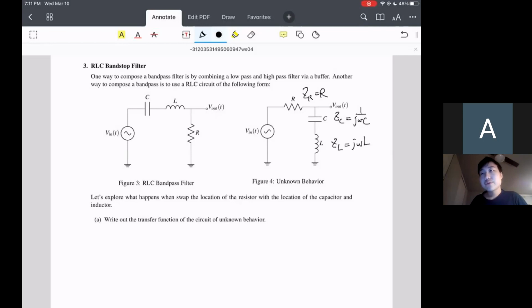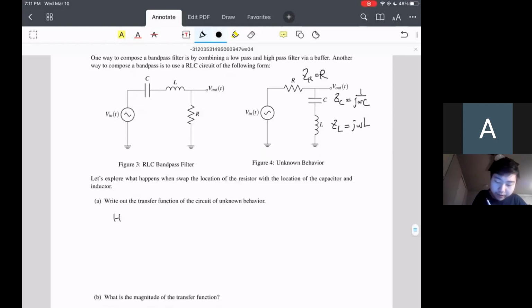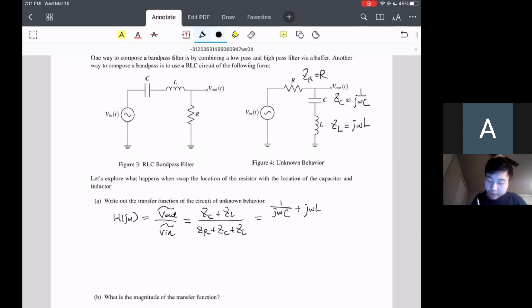So in phasor domain, we have seen in the past that this is just a voltage divider. And so the transfer function of this circuit is just going to be H of j omega being equal to V out tilde over V in tilde, which is then just equal to Z_C plus Z_L over Z_R plus Z_C plus Z_L. So just plug in the values: 1 over j omega C plus j omega L over R plus 1 over j omega C plus j omega L.